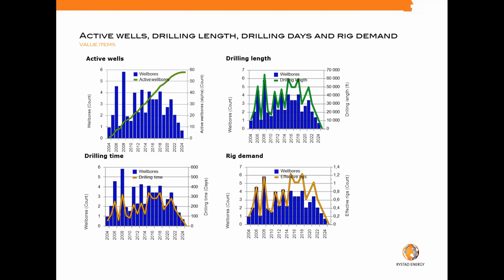In down left corner, we have the drilling time, which is determined by looking at the number of days between spud to completion. And then on the lower right corner, we have the rig demand. And the rig demand is a measure in years, and we arrive to this number by looking at the drilling days divided by 275 days. The number 275 days is assumed to be the effective number of drilling days per rig per year, and that's why we divide by this number.